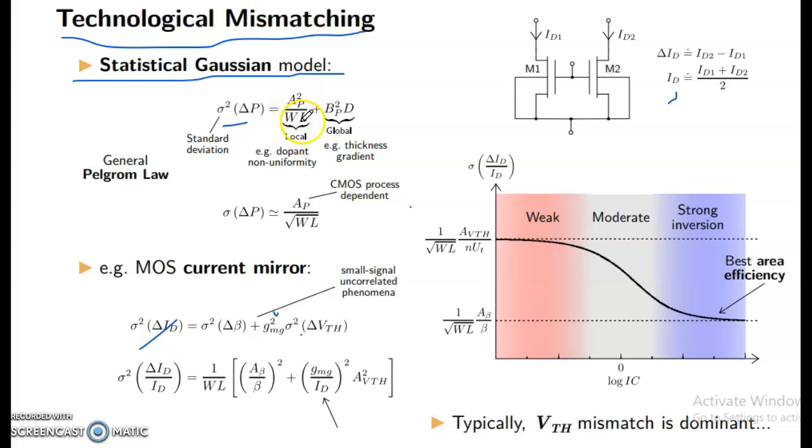A_P squared divided by WL, for example dopant non-uniformity, is local. This S_P squared D is the global thickness gradient.